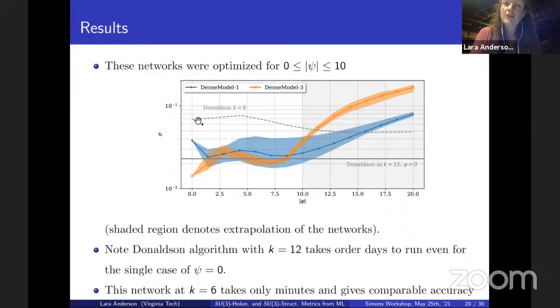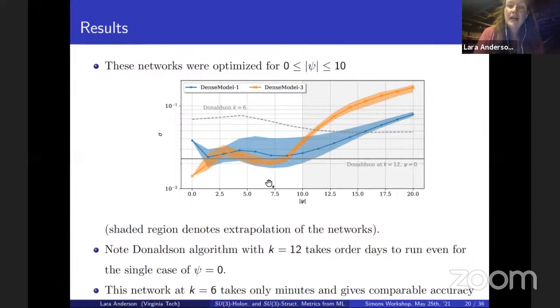And we can compare that to, for example, what the Donaldson algorithm would have produced for us at k = 6. So choosing a fixed approximation within Donaldson. Down here, this bottom line is Donaldson at k = 12, and for one value of the complex structure, psi = 0. So the first thing to note is that the Donaldson algorithm at k = 12, this bottom line, would take order days, I would say, depending on implementation, order months, to run even for the single case of psi = 0. So you can see that the neural network is already doing quite well in that we have comparable accuracy to Donaldson. However, this network at k = 6 took only minutes and is of the same order of magnitude.